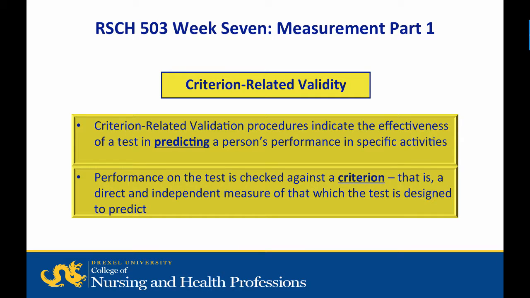Criterion-related validity procedures indicate the effectiveness of an instrument or test in predicting a person's performance in specific situations. In this case, performance on an instrument or test is checked against a criterion, that is, a direct and independent measure of that which the test is designed to predict. Thus, criterion-related validity includes both predictive criterion-related validity and concurrent criterion-related validity.